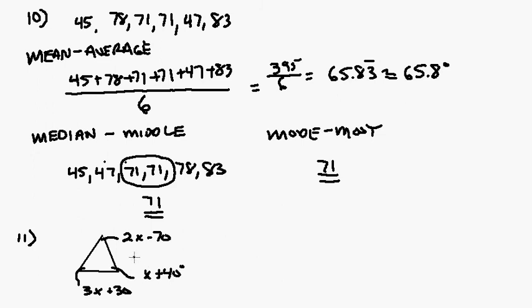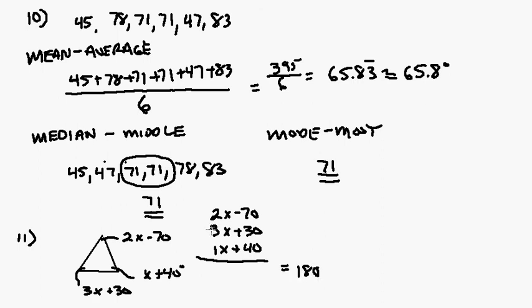Well, what do we know about the sum of the interior angles of a triangle? Hopefully you know they add up to 180. So we can take these three expressions, 2x minus 70, 3x plus 30, and 1x plus 40, right? And hopefully we know that the sum of those three is going to be equal to 180 degrees.